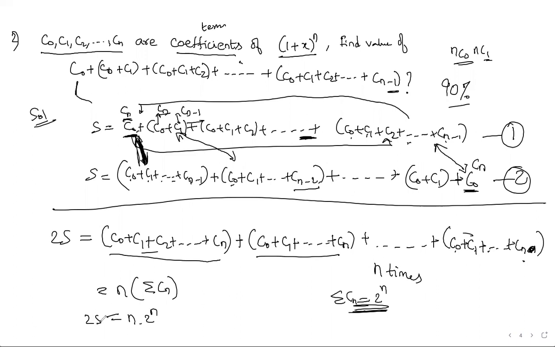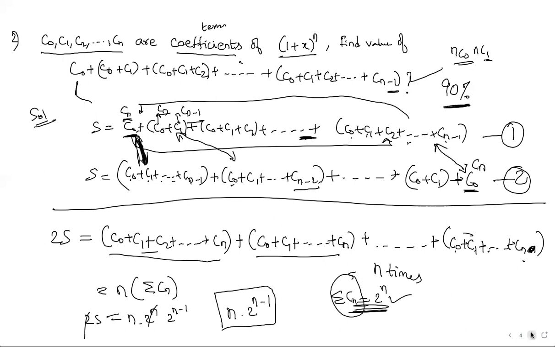So 2S equals n into 2 power n. So if we cancel this and this, it will be 2 power n minus 1. So the answer is n into 2 power n minus 1. So this is the answer for this summation. So 90% of the times when you see these kind of sums which are having long summations, you can try it by reversing the sequence and then adding it, because the sum of coefficients of any binomial expansion is 2 power n. Okay, keep this in mind, it will be useful.